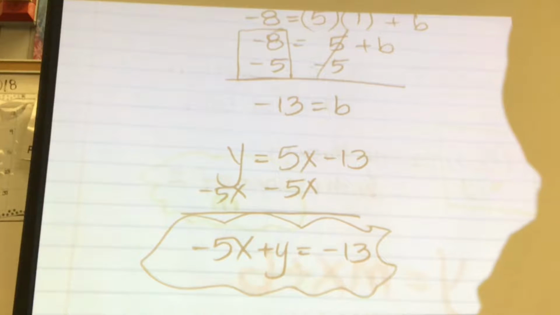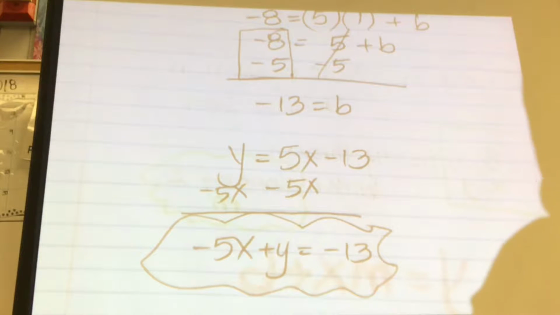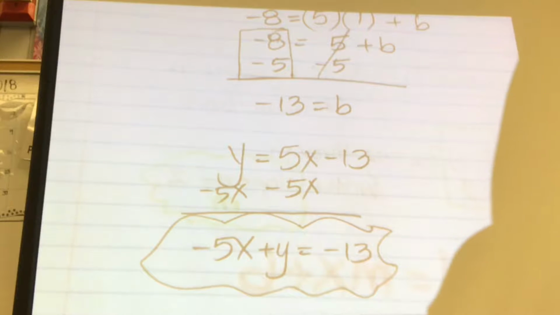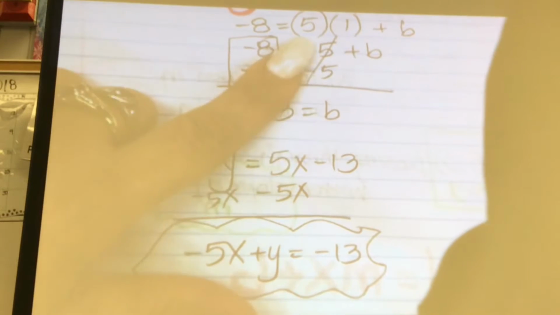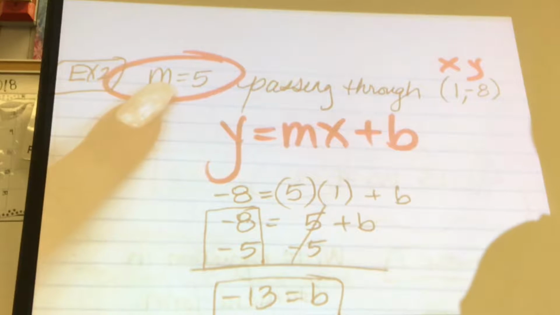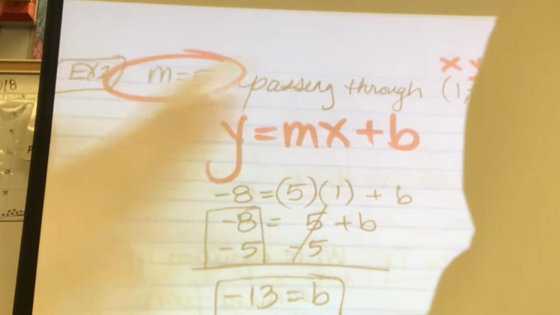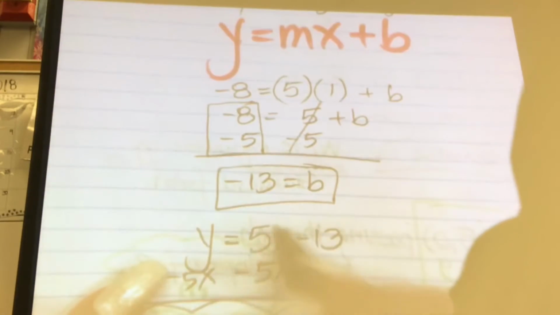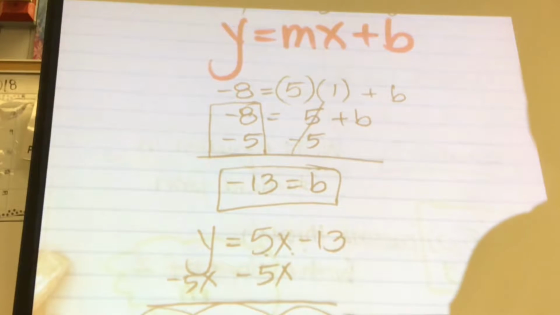Go ahead, Isaiah. How did the X get on the 5? Where did it come from? The X, right here, or this one right here? Okay, so I got my B. I had my M from the get-go. So now I just plug in M and B into y equals mx plus b. Good question.